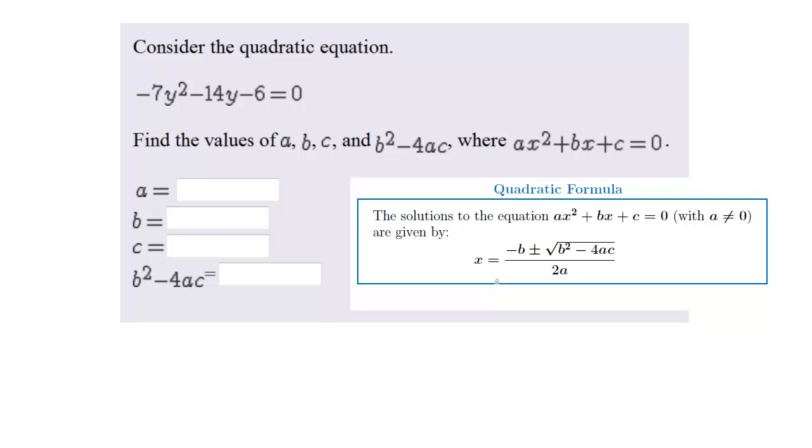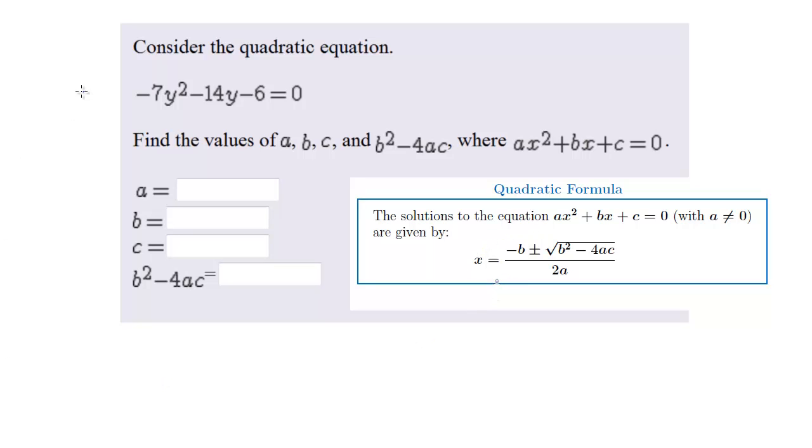We finished by looking at two quick examples which demonstrate how to apply the quadratic formula to solve a quadratic equation. Now, the first step when applying the quadratic formula is identifying the values of a, b, and c that are used in that quadratic formula.